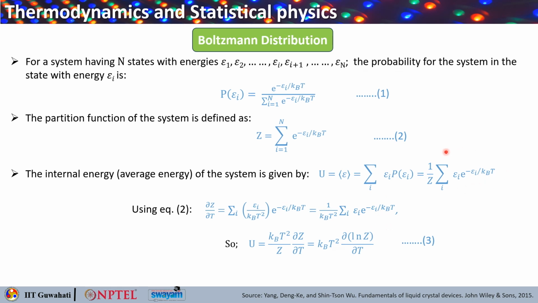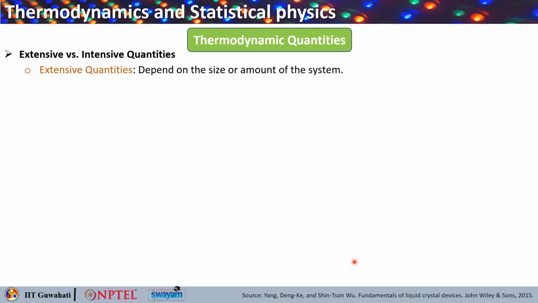So, you can basically simplify this term and write U equals kB T square by Z ∂Z by ∂T, and once you put this thing here, you get kB T square ∂ln Z by ∂T. Okay. It is very simple maths, you can just do the calculation in a notebook and verify those equations.